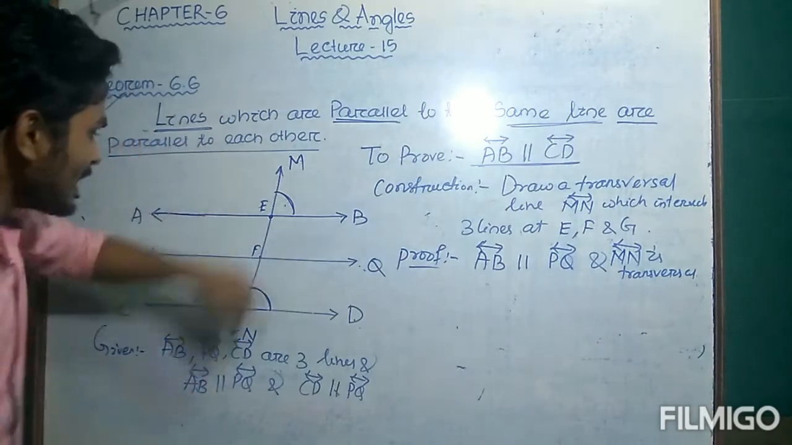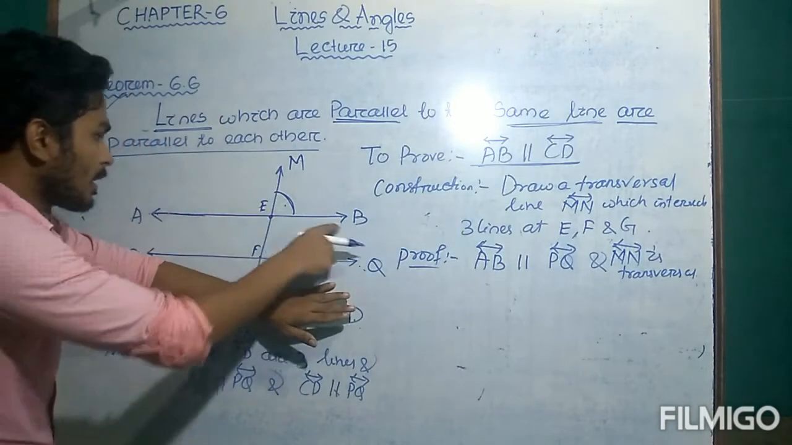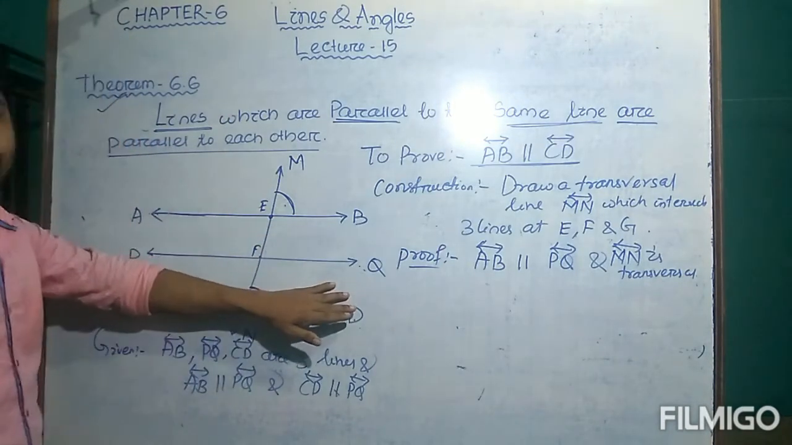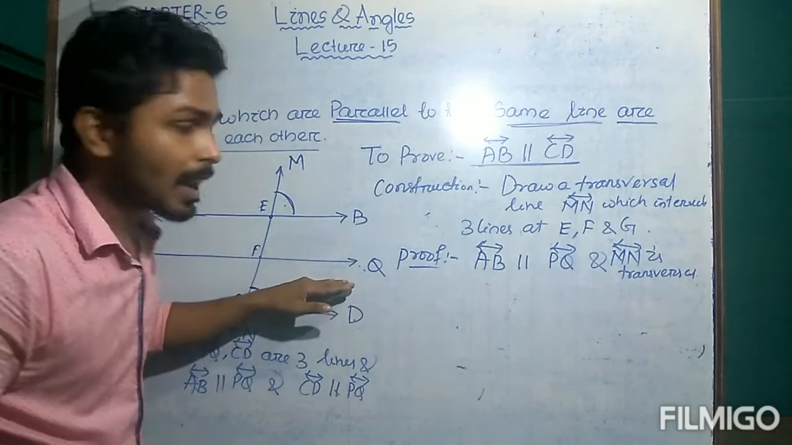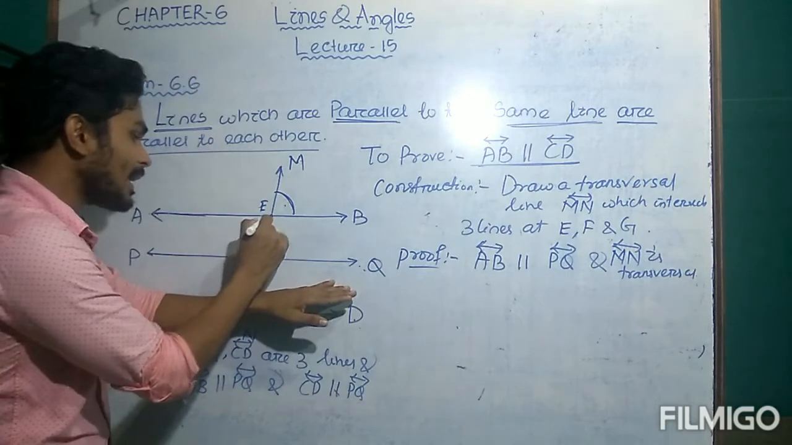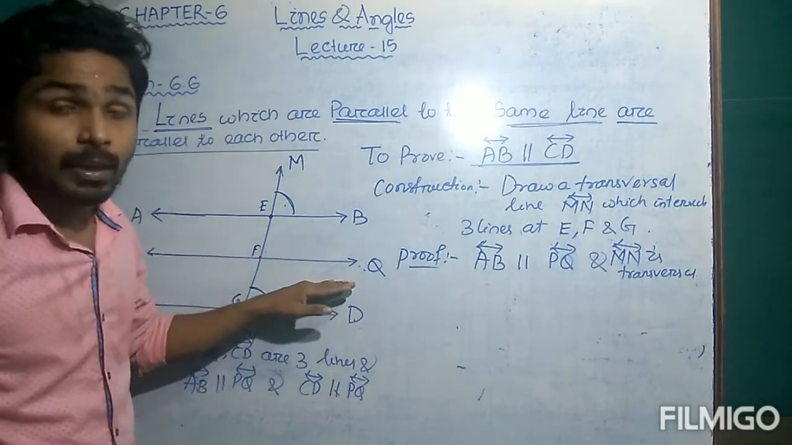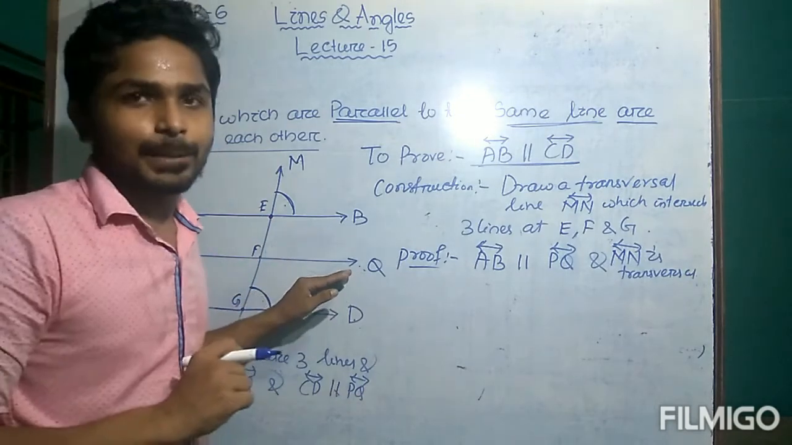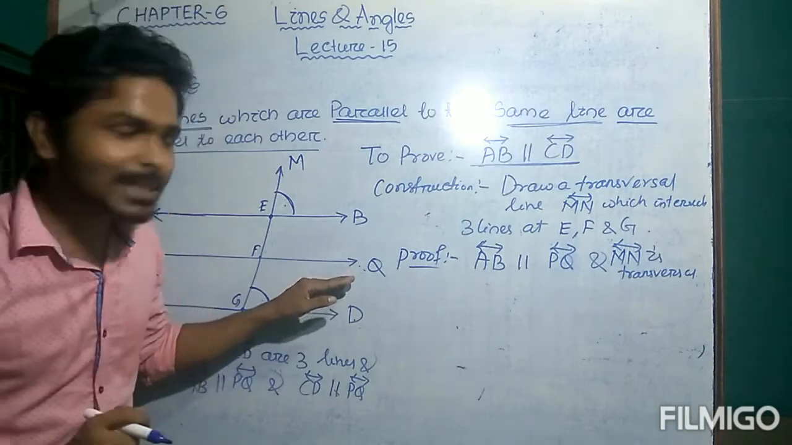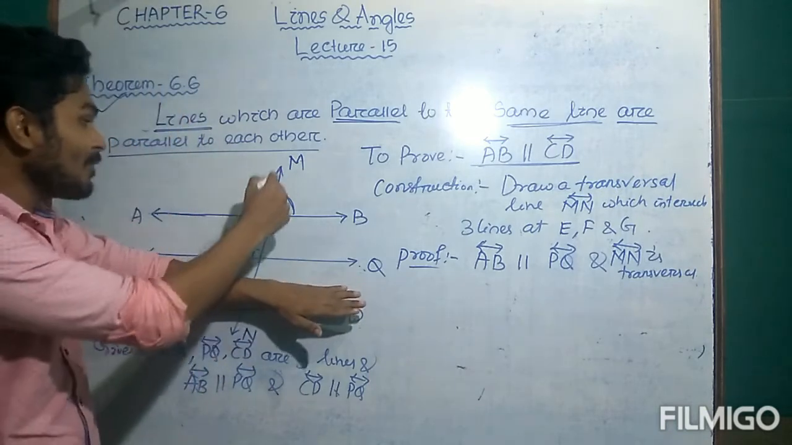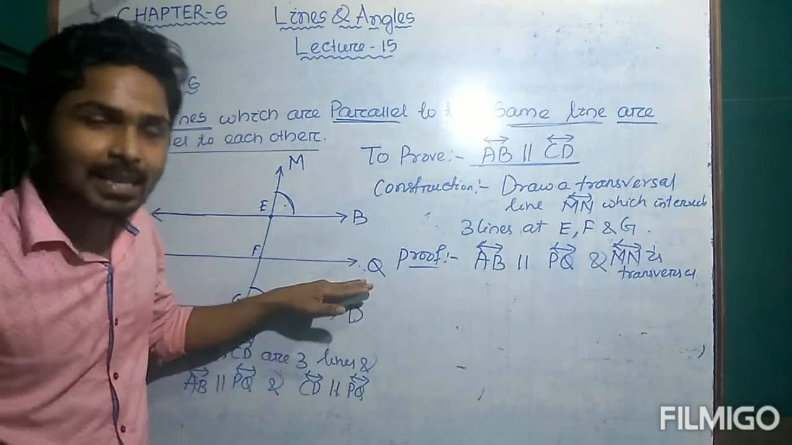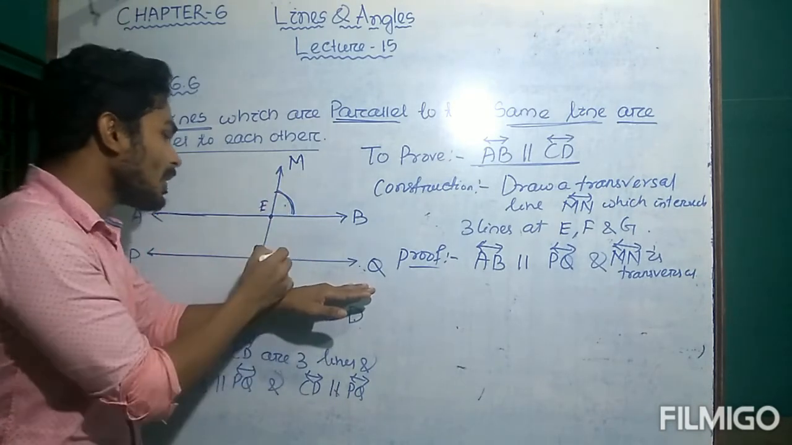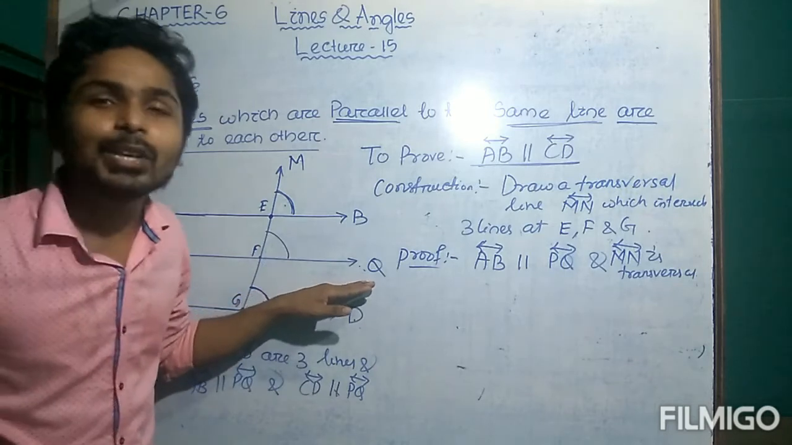Okay, so in this figure you just consider the AB line and the PQ line. AB and PQ are parallel and MN is a transversal line which intersects these two lines at E and F. Now remind yourself of axiom 6.3. According to axiom 6.3, we have studied that if a transversal line intersects any two parallel lines, then the pair of corresponding angles formed are equal.